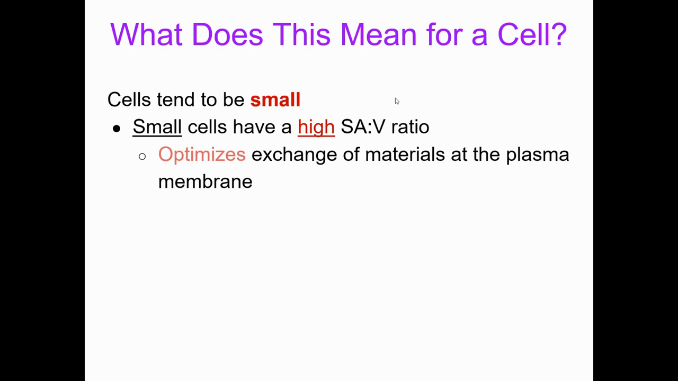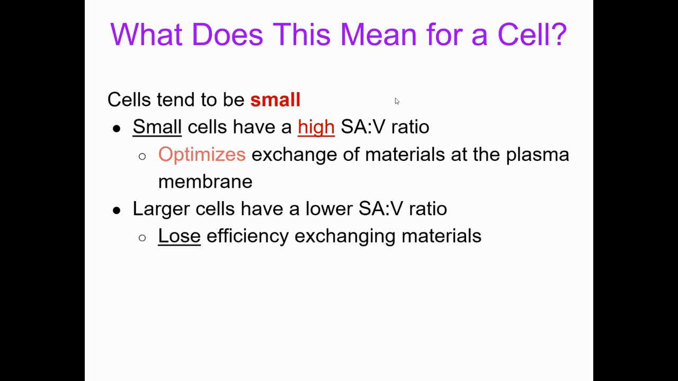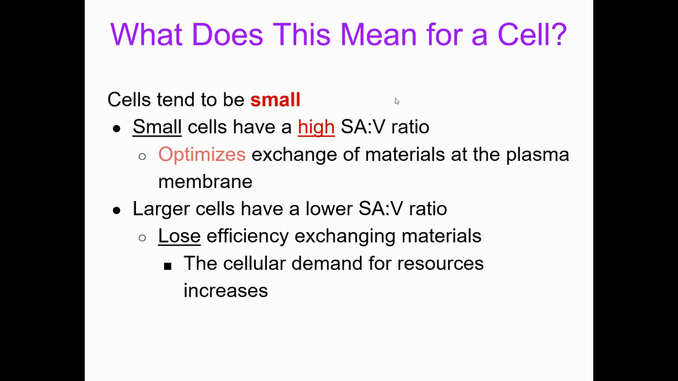So this optimizes the exchange of materials at the plasma membrane, whereas larger cells will have a lower surface area to volume ratio. They'll lose that efficiency in exchanging materials, and the cellular demand for resources will increase. And the rate of heat exchange also decreases, so they won't be able to get rid of the excess heat from all of the cellular processes and reactions that are happening in a cell.